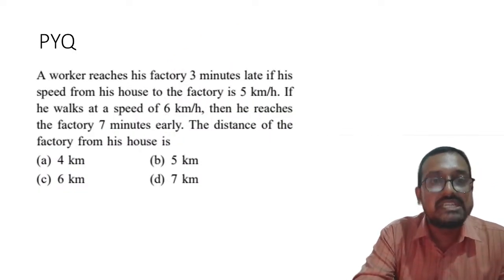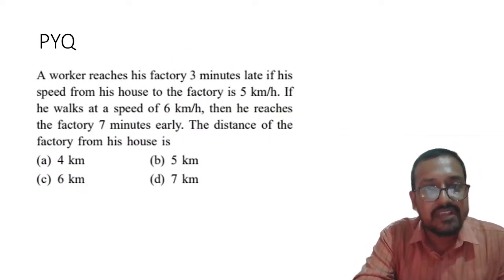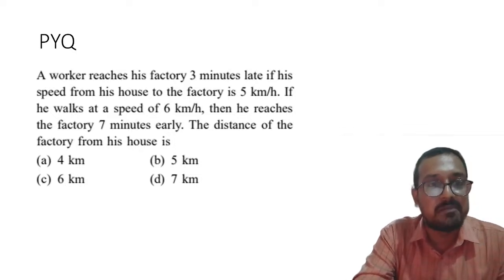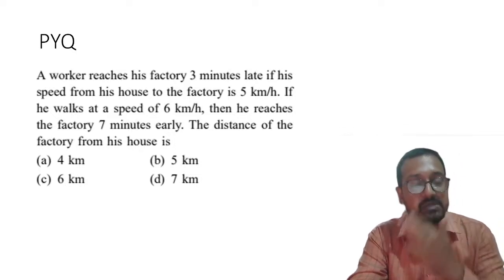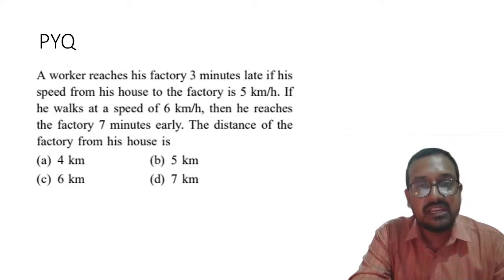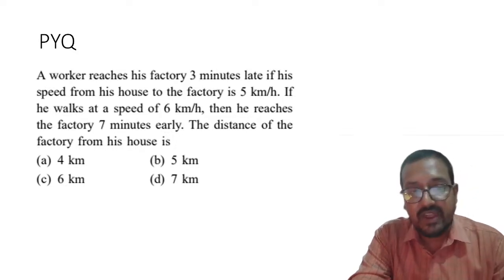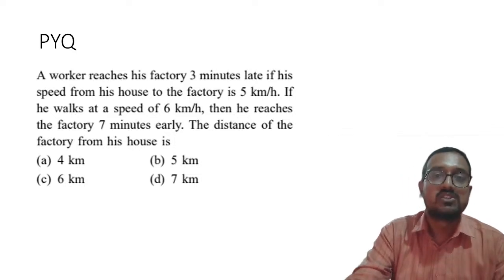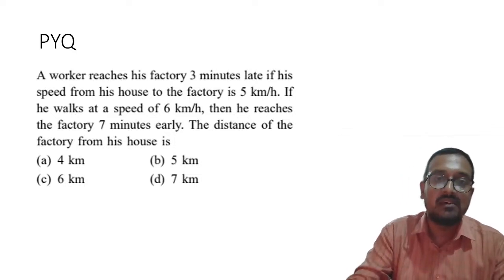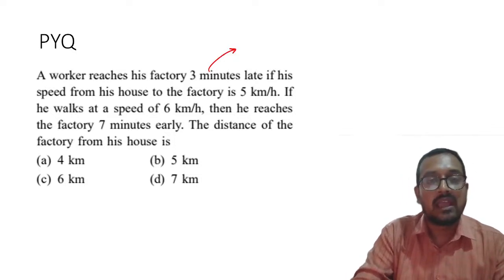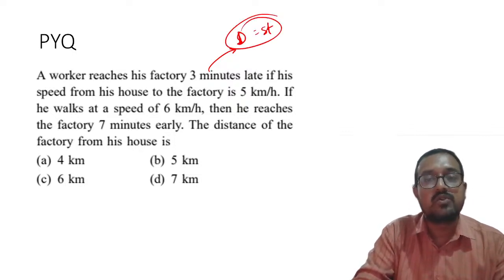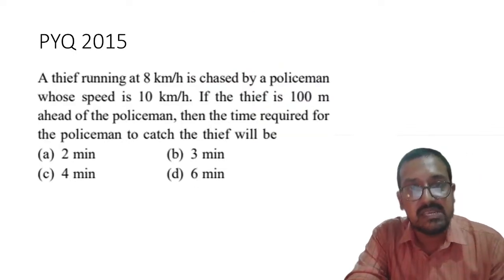A worker reaches his factory 3 minutes late if his speed from his house to the factory is 5 kmph. If he walks at the speed of 6 kmph, then he reaches the factory 7 minutes early. The distance of the factory from his house is? So my dear students, this is again an extremely good question, and it will be based on the basic formula, distance is equal to speed into time. So please remember, that is the basic part.